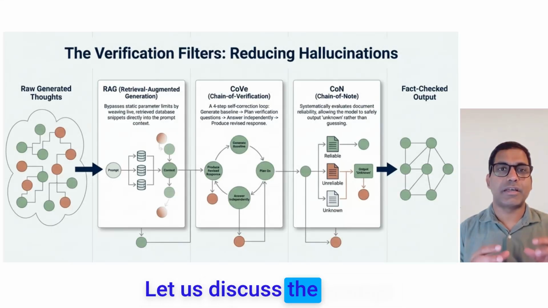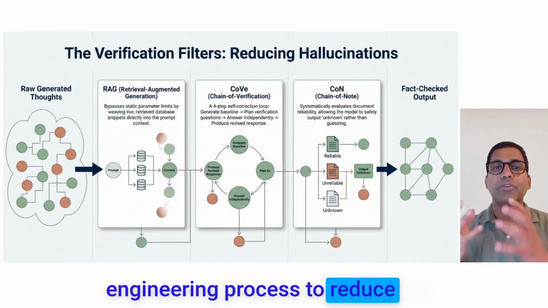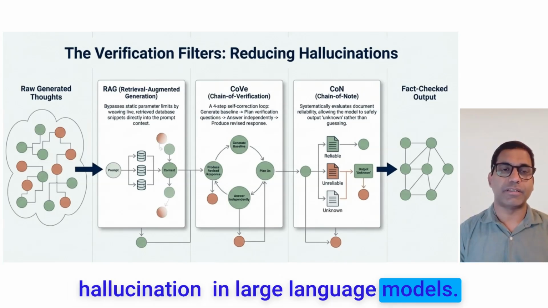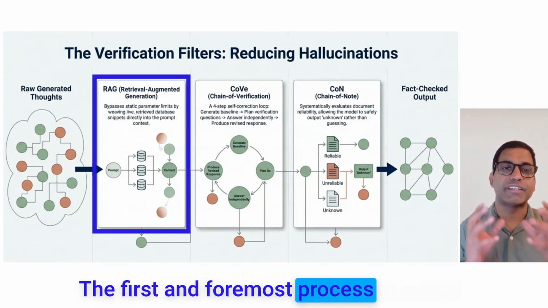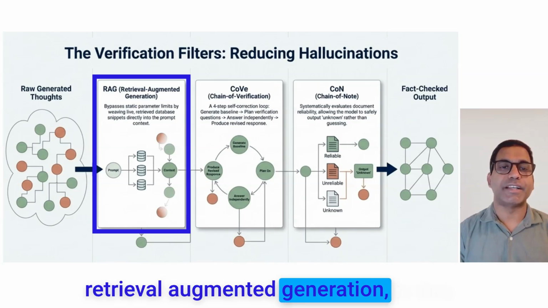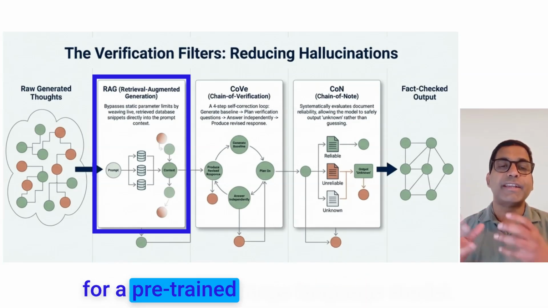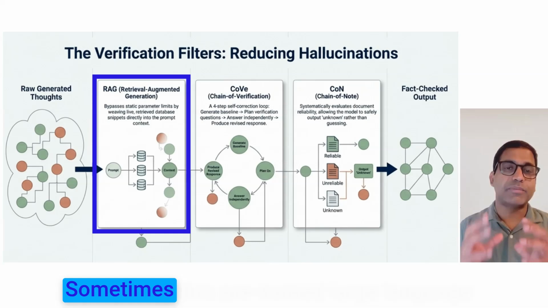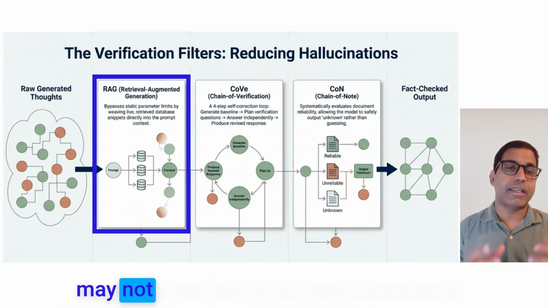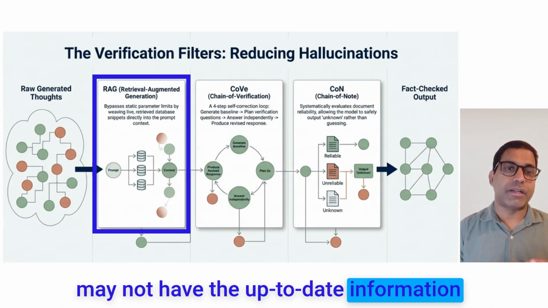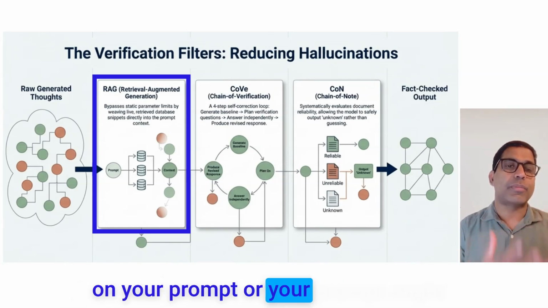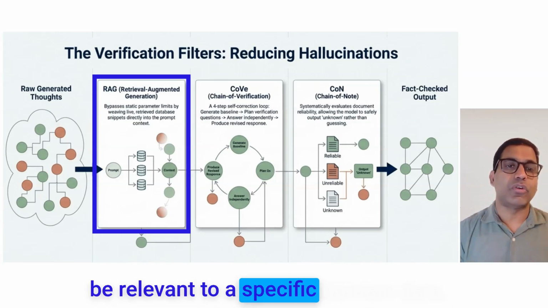Let us discuss the prompt engineering process to reduce the hallucination in large language models. The first and foremost process is called retrieval augmented generation. In this process, you will give a prompt to a pre-trained large language model. Sometimes this pre-trained large language model may not have up to date information on your prompt, or your prompt might be relevant to specific domain data.